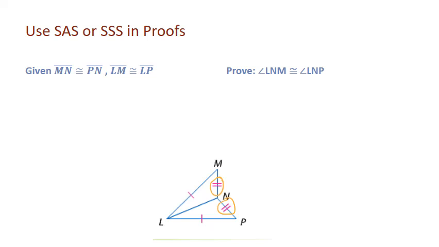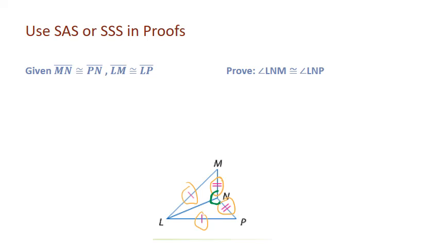And LM is congruent to LP. Well, here's LM and here's LP, and I see that they are congruent by the little hash marks. And then we're asked to prove that angle LNM, which is this angle, is congruent to angle LNP, which is this angle.